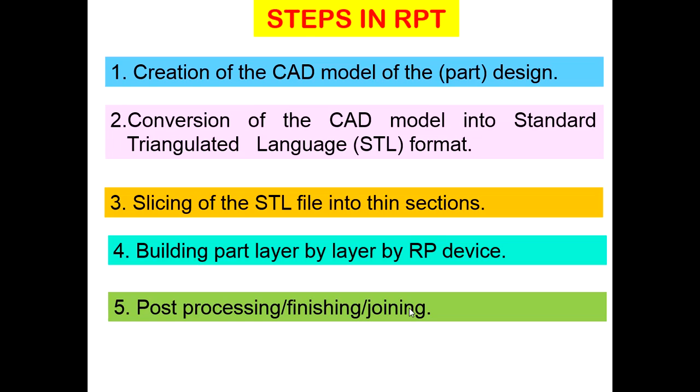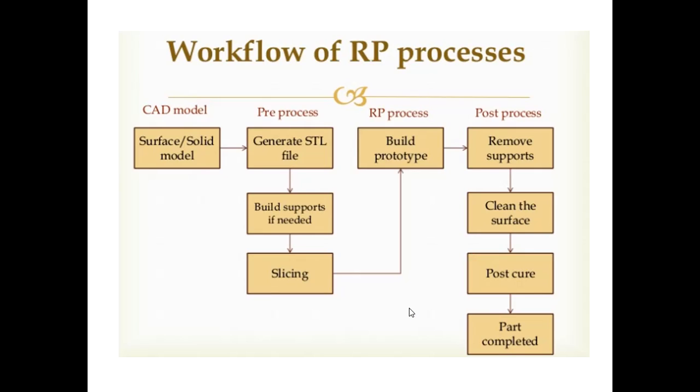So these are the steps in rapid prototyping or rapid manufacturing. First you create the CAD model, then convert the CAD model into the STL file, the standard triangular language format. Then the STL file is sliced into thin sections. Then you build the parts layer by layer, that is actual manufacturing, the deposition of one layer over another layer. And then finally the post processing, finishing and or joining for your component.